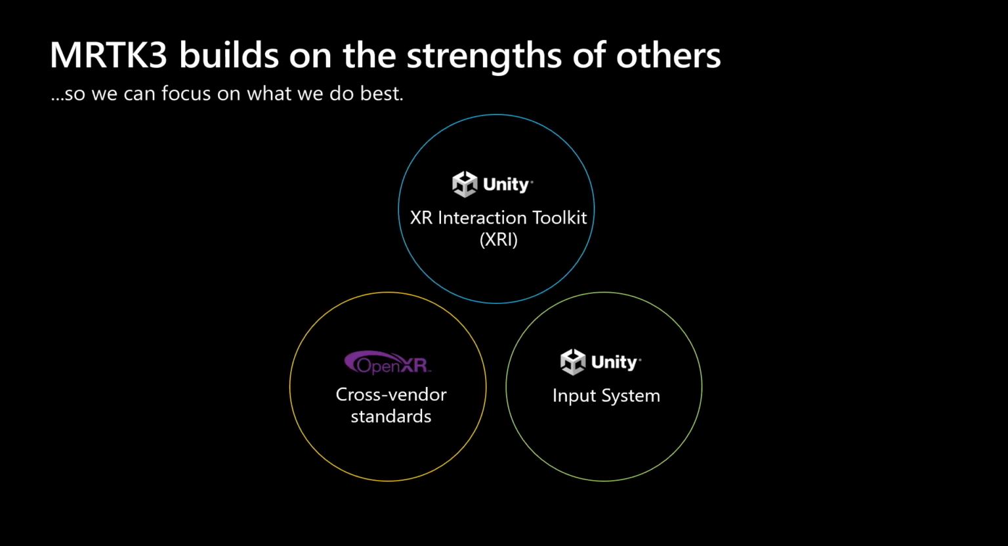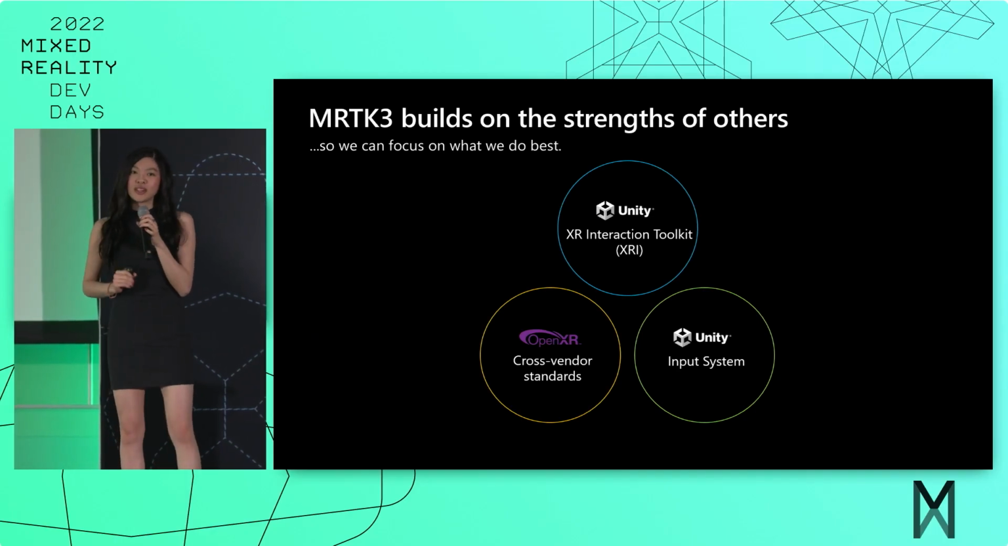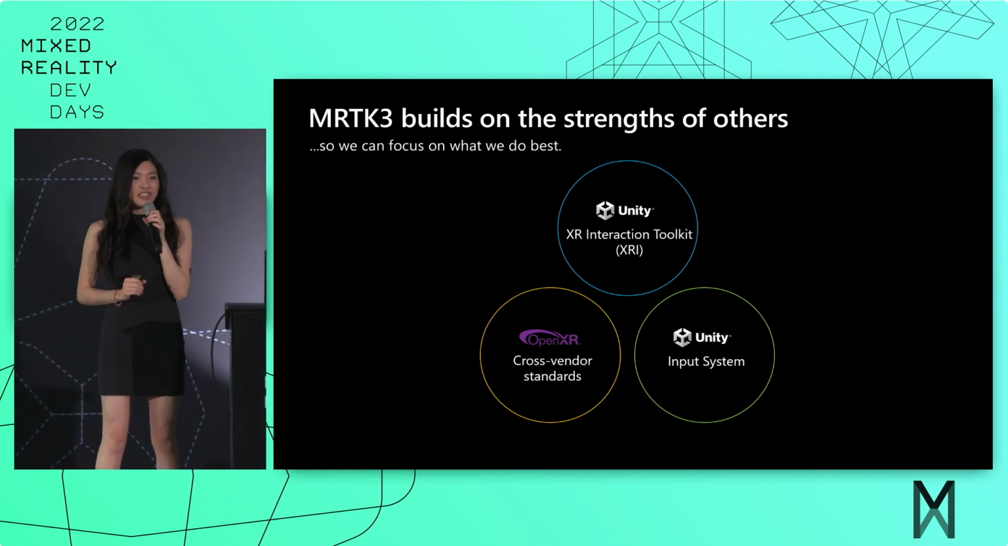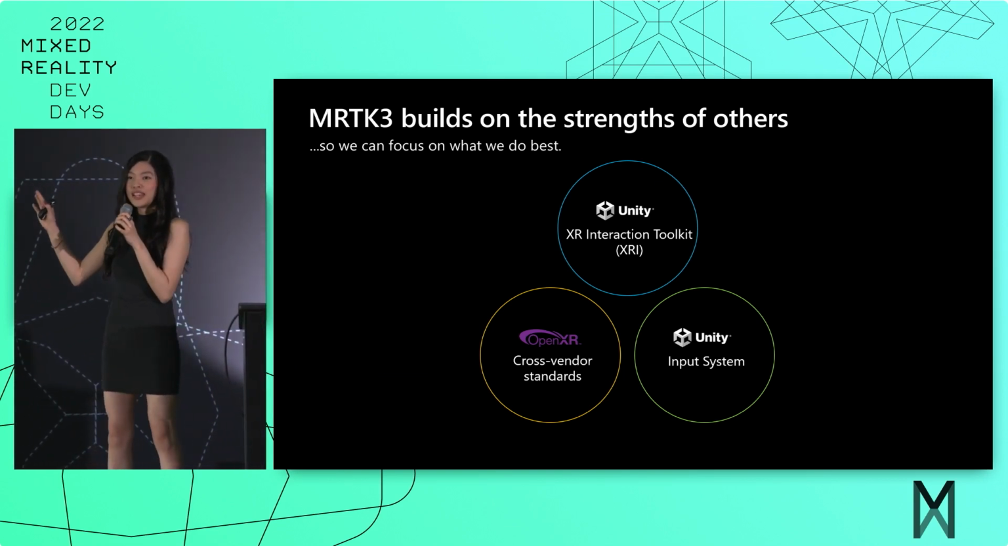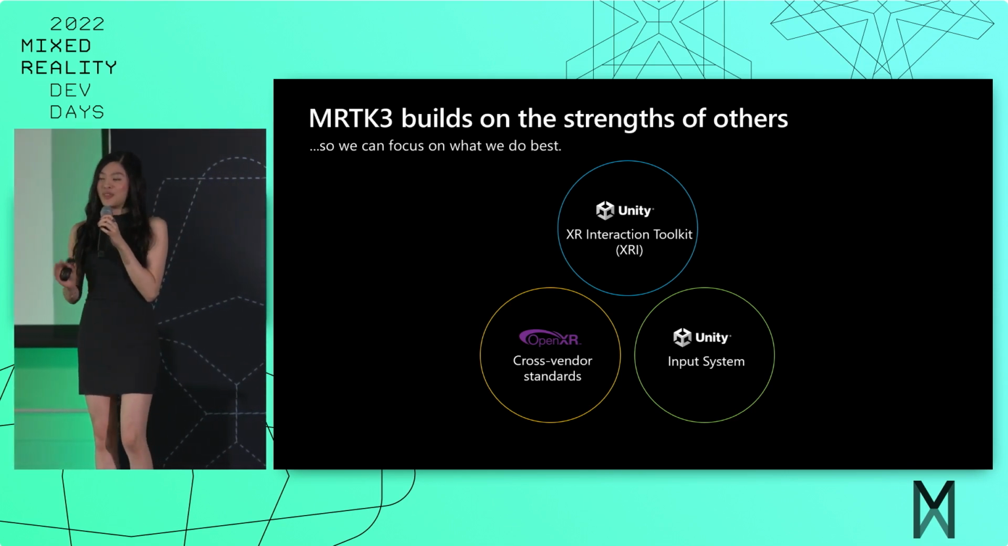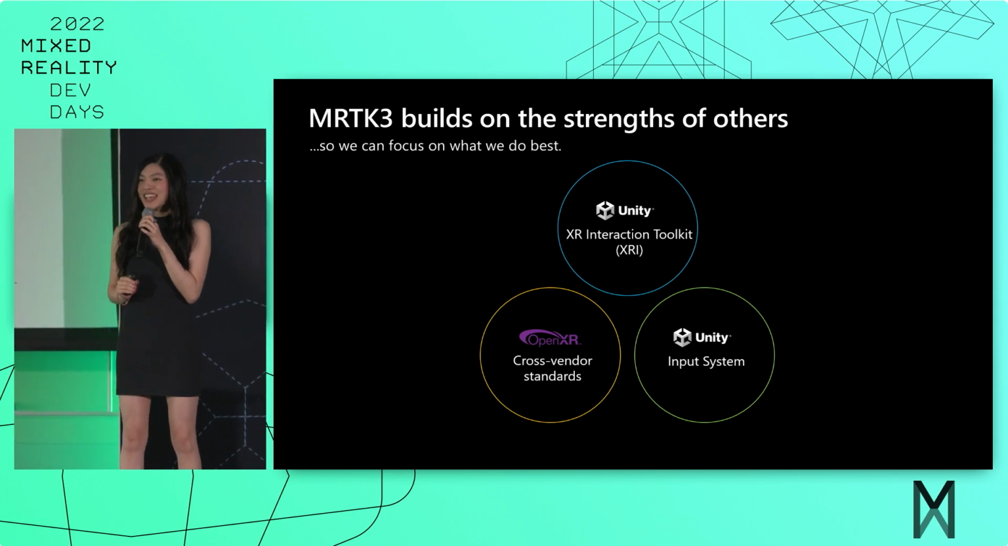MRTK3 builds on the strengths of others. So in MRTK3, we are all in on OpenXR, which allows us to streamline our cross-platform support story. In addition, we're built on top of Unity's input system and the Unity XR Interaction Toolkit, which does a lot of what MRTK v2 used to do. So now, instead of having to reinvent the wheel, we can leverage these strengths so we can focus on what we do best, which is making delightful building blocks for spatial interactions and rich UI.